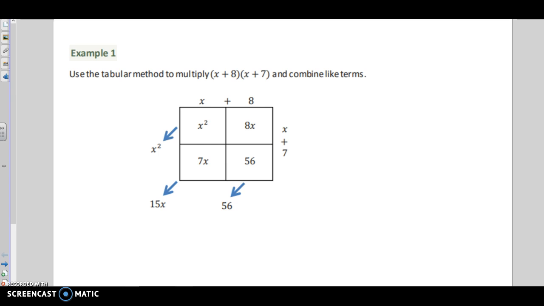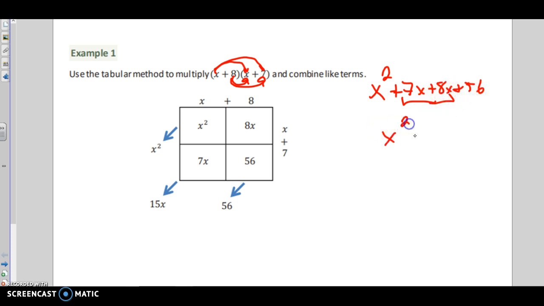So, in the example that's on the screen now, in the past, you've probably done the distributive property. So x times x is x squared, x times 7 is 7x, and then 8 times x is 8x, and 8 times 7 is 56. Combine your like terms, and we get x squared plus 15x plus 56 as our final solution.